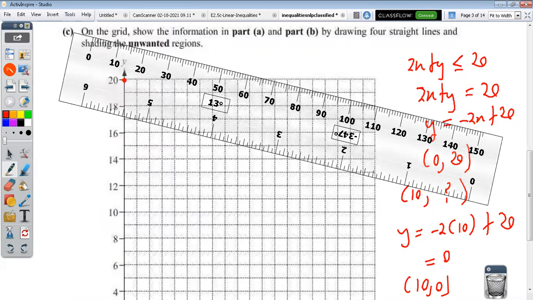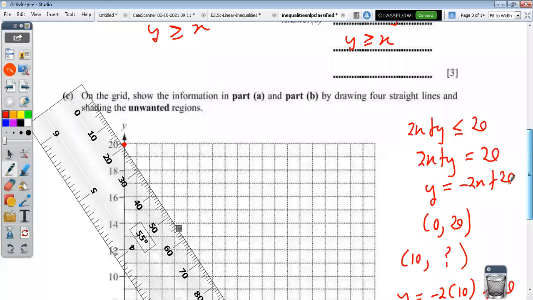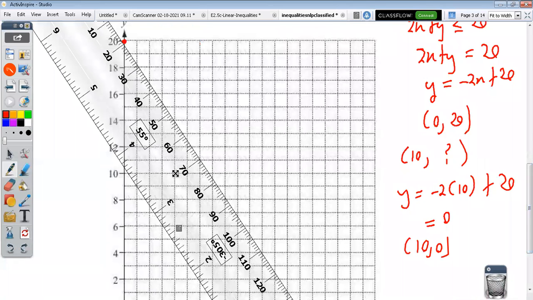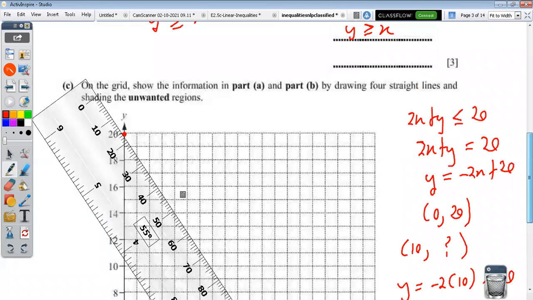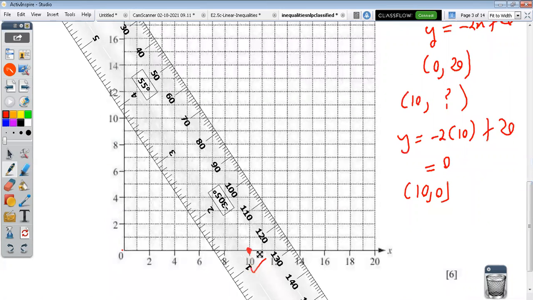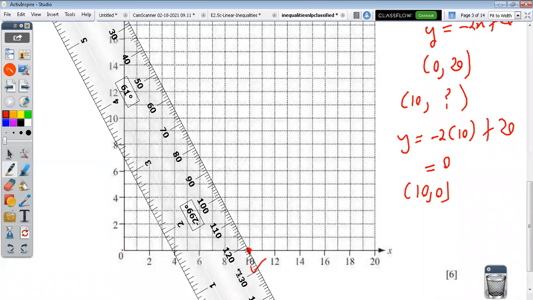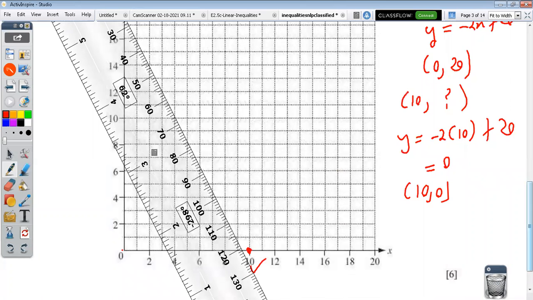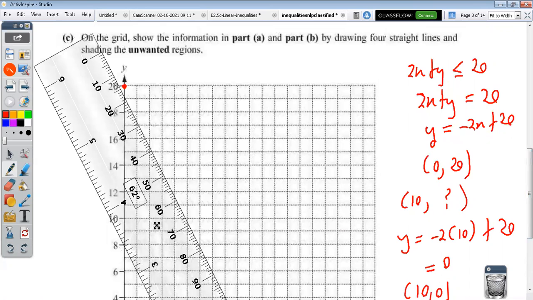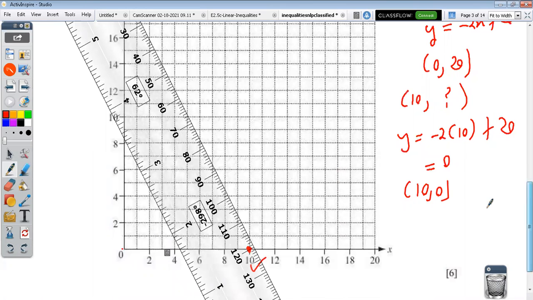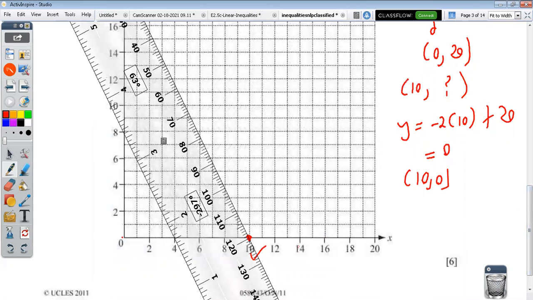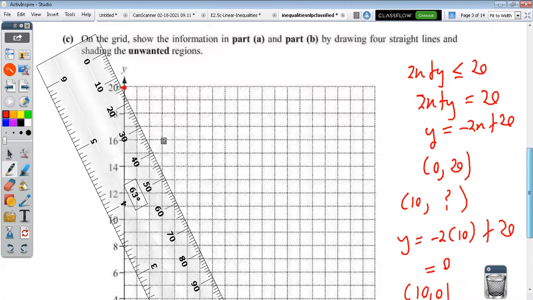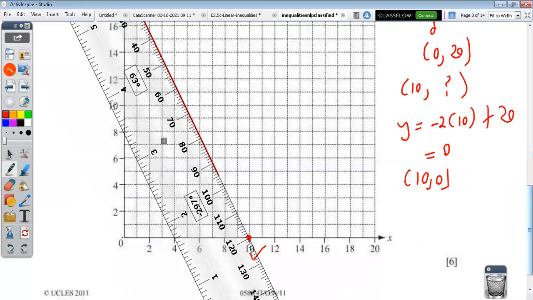So it's the other way. Like this. Follow me. Want to be as accurate as possible, and you have to be very accurate when it comes to graphs. Okay. Clear?